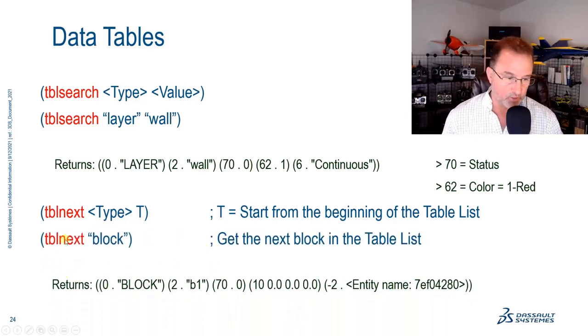Now in this case, I'm going to use table next block, and if I start with a T, it'll find the first block in the drawing if it exists, and then every time I run table next block, it'll just keep taking the next block in the list.